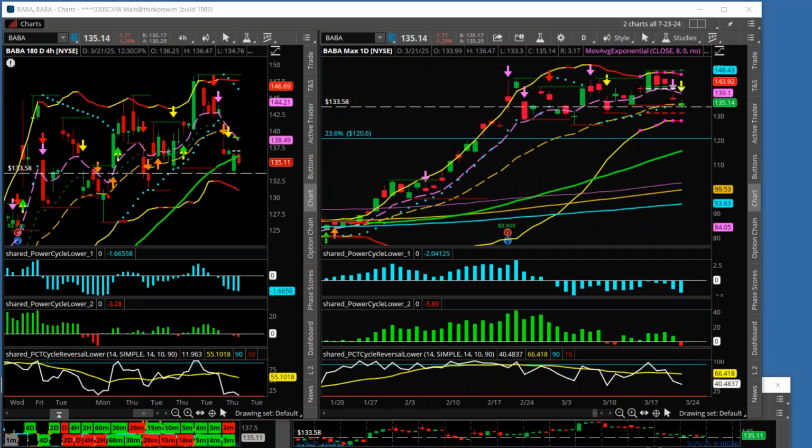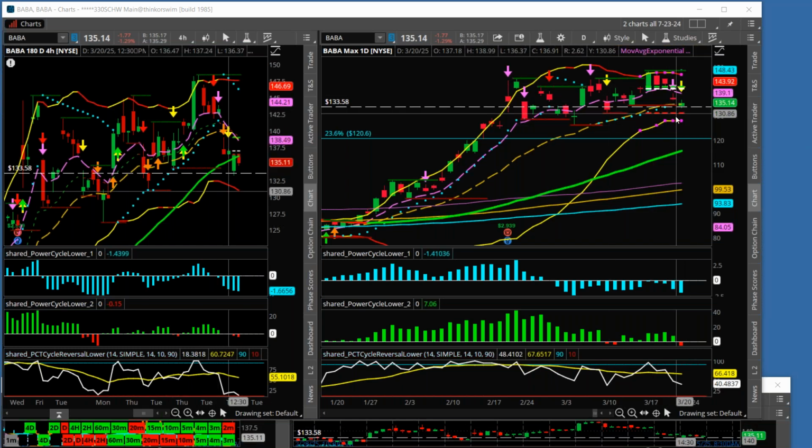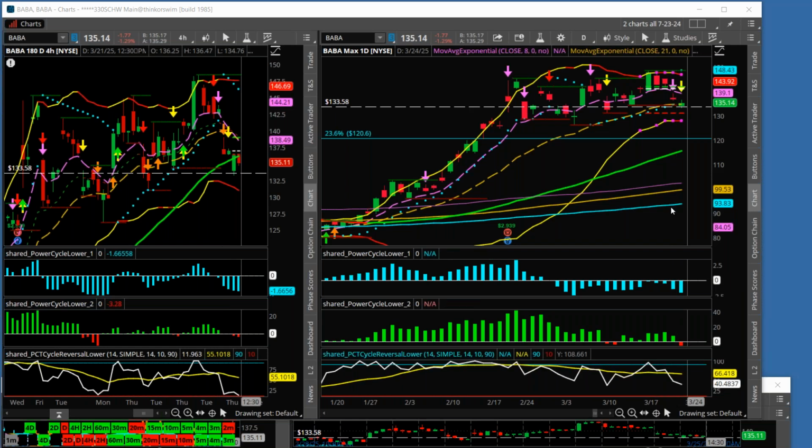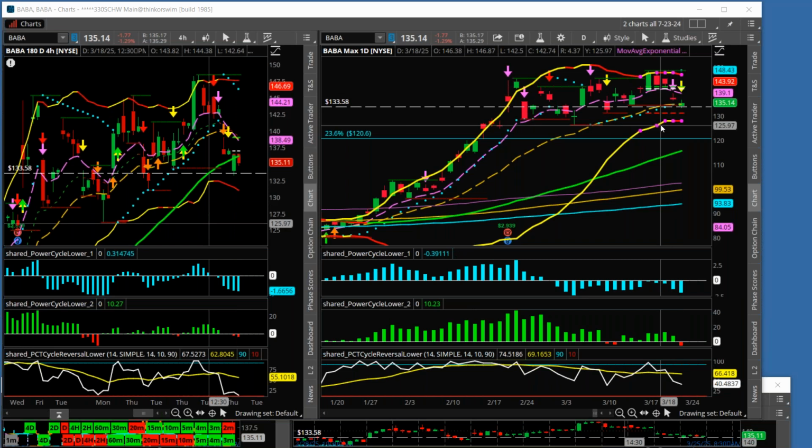Alibaba is squeezing and momentum's going negative. So I might be watching Alibaba. Everybody's loving Baba, but it looks like it might take a little bit of a pause here.